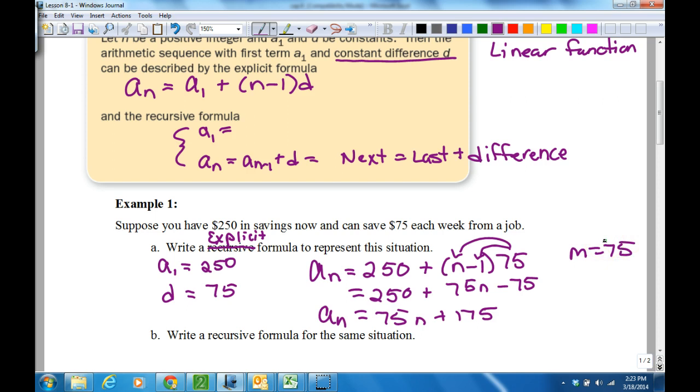What is my starting point? Well, I have 250 here. But where's my y-intercept? 175. All right. So, let's keep going here.